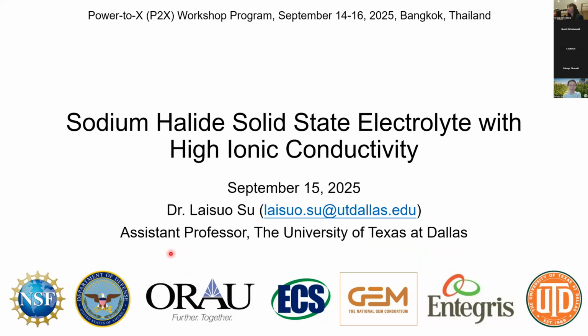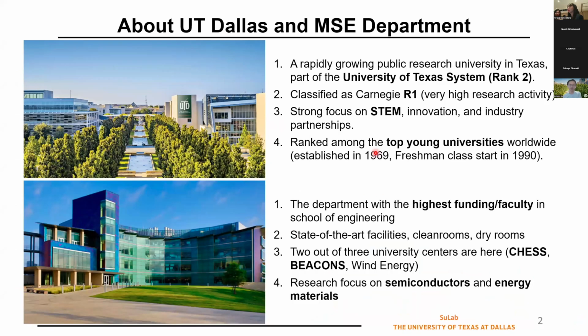Before going to the research talk, I want to give a brief introduction about our school and our department. UT Dallas is one of the 13 universities in the University of Texas system, and we are ranked just under UT Austin, which is the flagship university in the UT system. We are classified as R1, which means very high research activity, and our school is very strong in STEM education. We're also a very young university, only 50 or 60 years old, compared to other universities that usually have hundreds of years of history.